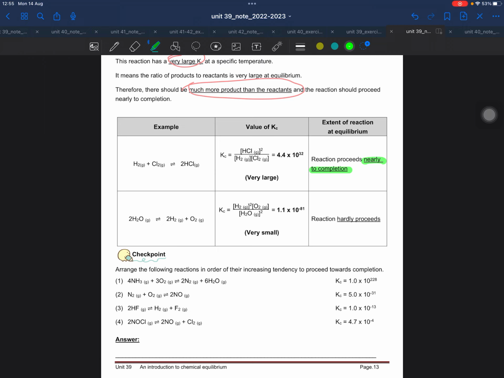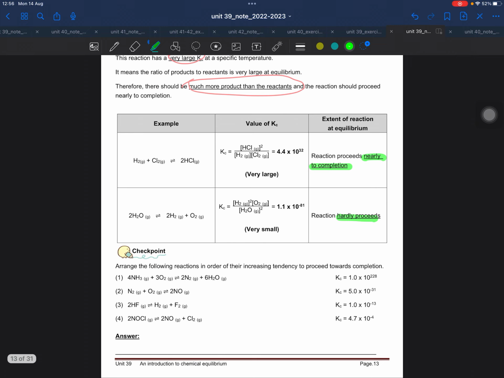But what about if we get a small value? Small value means between 0 and 1. Okay, this is called a small value. Well, we can say the reaction hardly proceeds. We have only a very little amount of product. Oh, sorry to say, so many of the reactants have still not started their reaction.